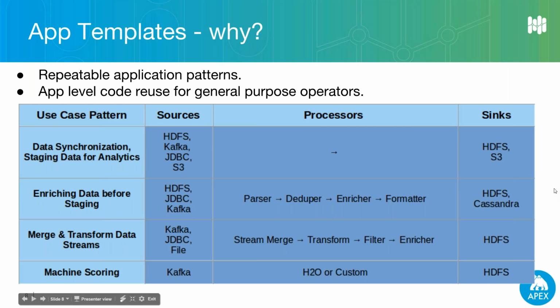So if you see here, the first pattern is data synchronization or ingestion. If we have the data on HDFS or in Kafka or JDBC or S3, you just move the data to either HDFS or S3. For this, we have created the app templates. For each, we have created an app template. And for example, if you want to do some processing like dedupe or enricher, those also we have app templates.